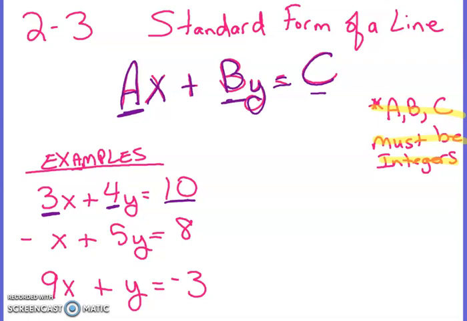And notice the x and the y are right here. This is Ax plus By equals C. So you can see your A, you can see your B, you can see your C. So here you have negative 1x, so negative 1 is your A, plus 5, so positive 5 is your B, and then C is your 8. And the same thing here, you have 9 is your A, 1 is your B, and then negative 3 is your C. But again, A, B, C must be integers.